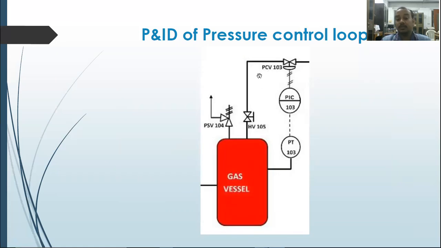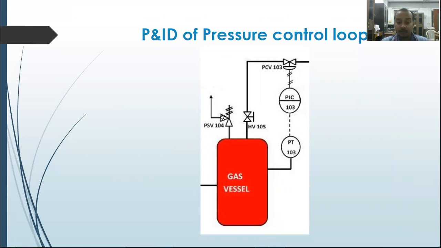It is PCV, pressure control valve, and it will have the same loop number of 103. Along with this loop 103, which is the pressure control loop, we have HV105. If we try to understand it, it is the hand valve 105. H means hand, and V, the succeeding letter, gives us the information valve. So hand valve 105 is associated over here for the safety point of view.